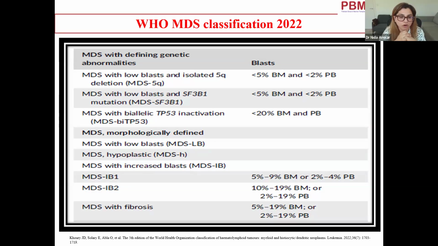However, the morphologically defined MDS is somewhat similar to the conventional categorization that we had previously. That is MDS with low blasts, hypoplastic MDS, MDS with increased blasts, that is MDS-IB1, having 5 to 9% bone marrow blasts or 2 to 4% peripheral blood blasts, MDS-IB2 involving 10 to 19% bone marrow or 5 to 19% peripheral blood blasts, and another one is MDS with myelofibrosis involving 5 to 19% bone marrow or 2 to 19% peripheral blood blasts.